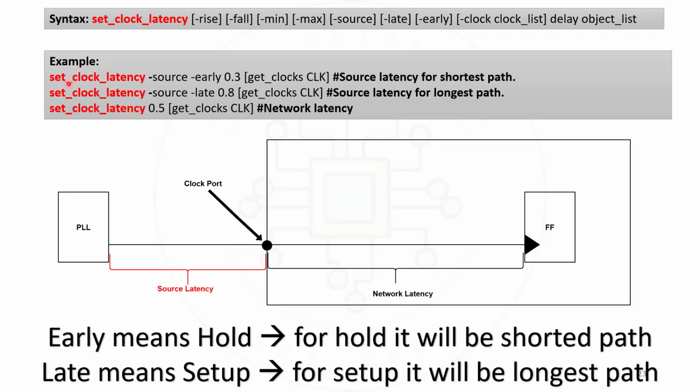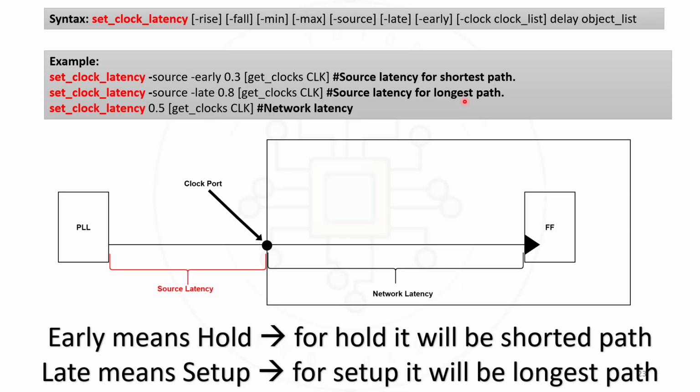So see this example, set_clock_latency -source. As we are giving -source, it is called source latency, and here -early. Early means it is hold, that is, we are applying it for the shortest path. So -early 0.3 is the value, and we are applying it for get_clocks CLK. So source latency for the shortest path.